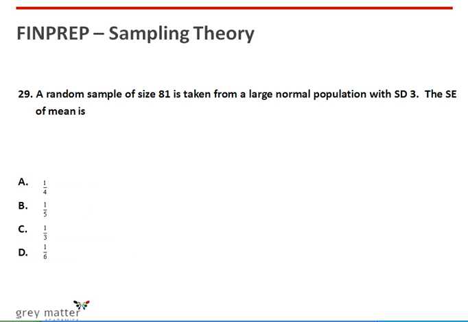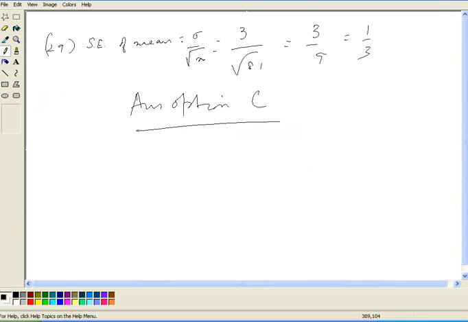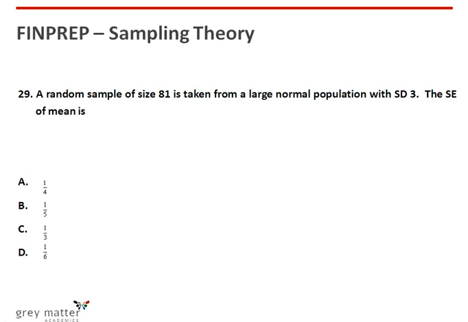29th question: a random sample of size 81 is taken from a large normal population with a standard deviation of 3. The standard error SE of mean is worked out as follows: SE equals sigma, the standard deviation of the population, divided by the square root of n, the sample size. Here sigma is 3 and sample size is 81, so the value works out, as per the formula, to 1 by 3. So the answer is option C. Going to our PowerPoint presentation, it is option C, which says 1 by 3 is the standard error of mean.